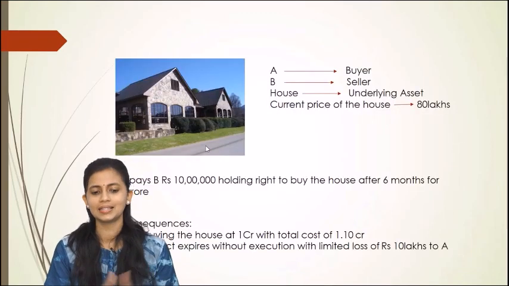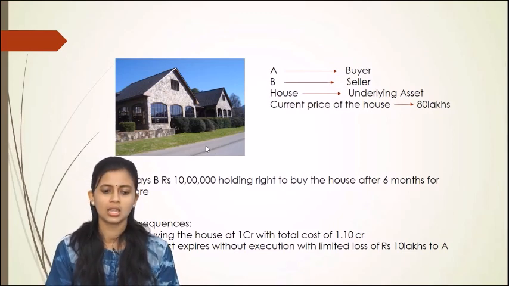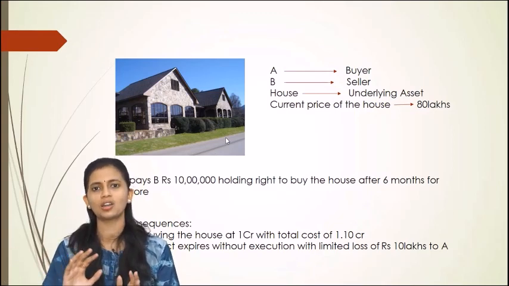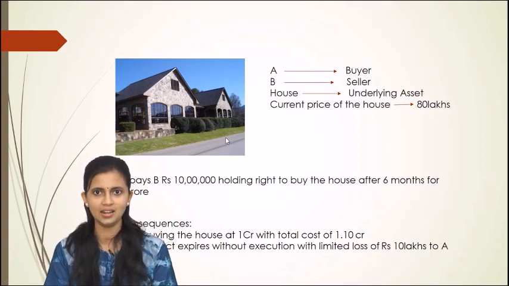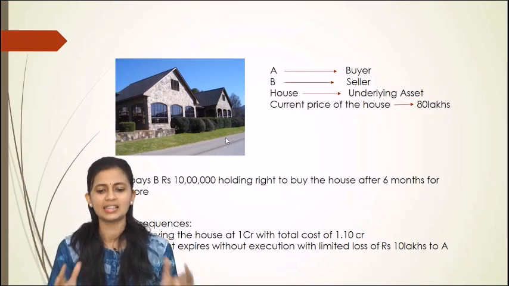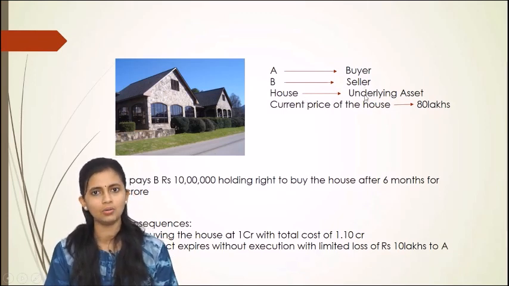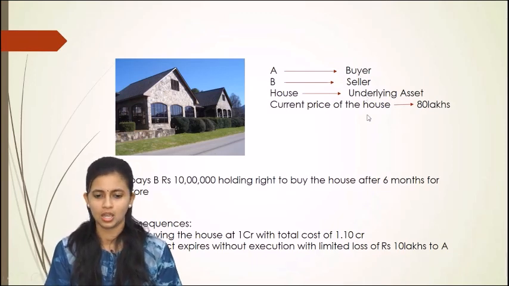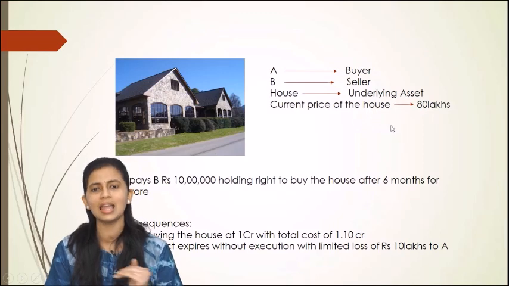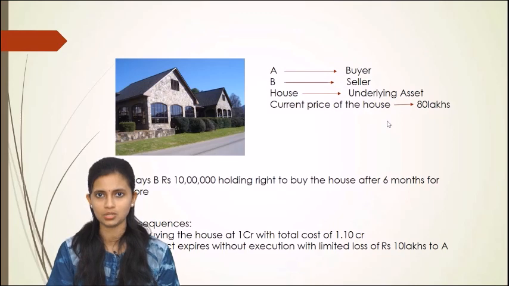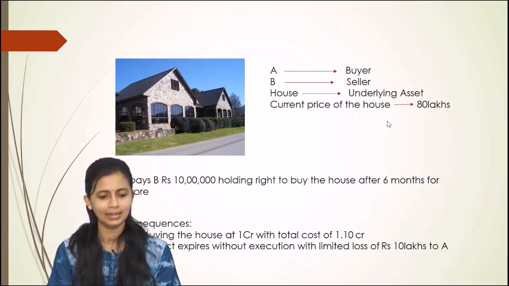Now let's take an example and understand it better. This is a practical example. For the time being, let's keep the stock market and options aside, and generally see an example of a house. Say A is a buyer of the house and B is a seller of the house. Right now B possesses the house and A wants to buy that house. The current price of that house is 80 lakhs. If I value that house today, its worth is 80 lakhs.